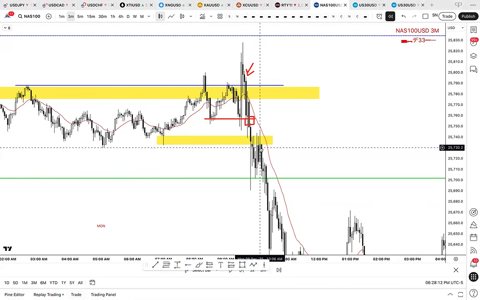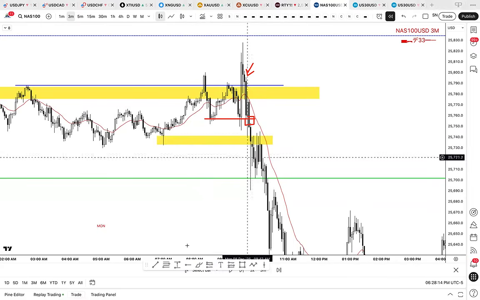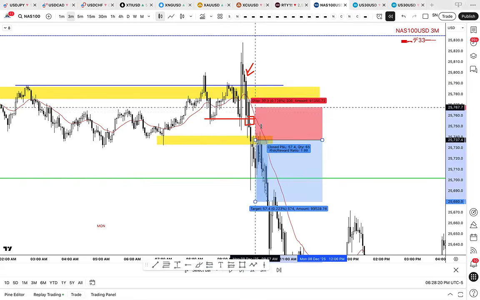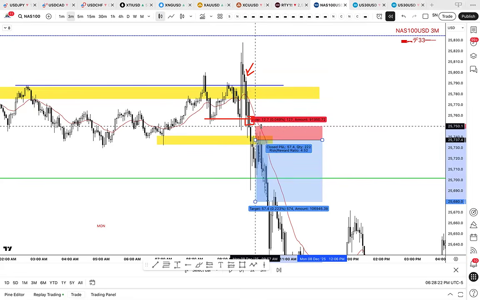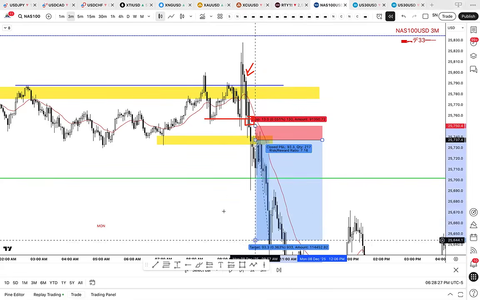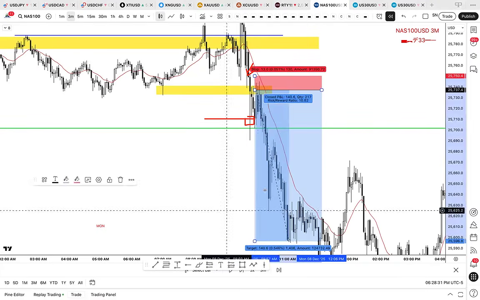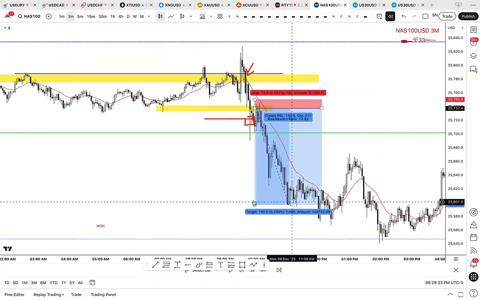Breakout, pullback. Look at these wick rejections. Do you guys understand what you can do here? You can quite literally place a limit order here. What is that? 12 pips, 13 pips stop? You're targeting whatever. I mean, you can get some crazy risk to reward.